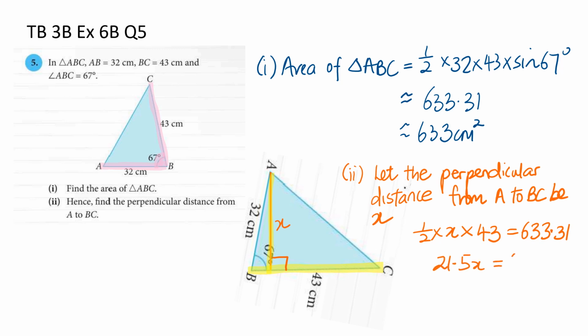So we can just take half times 43. Use a calculator, half times 43 will give you 21.5. Then you divide both sides by 21.5. That will give you X to be 29.5 centimeter expressed to 3 significant figure.